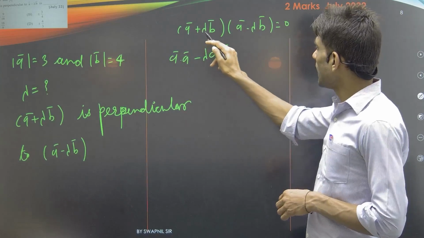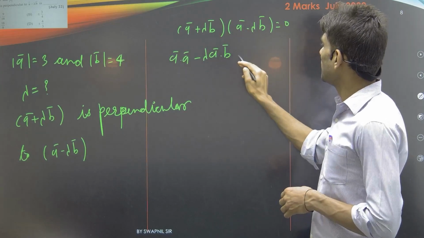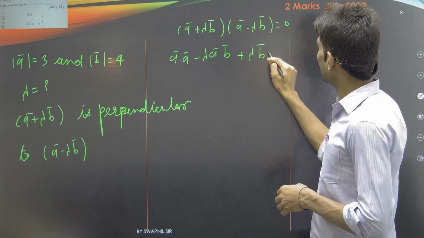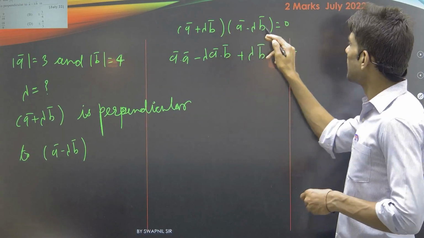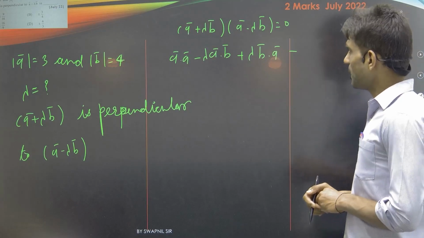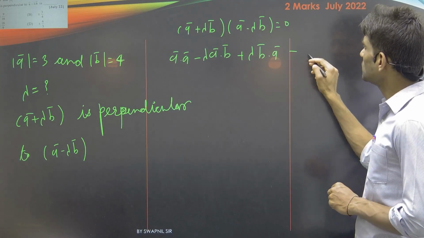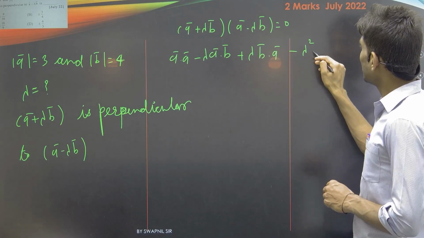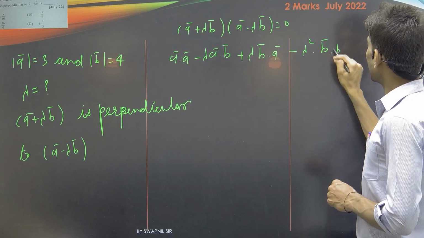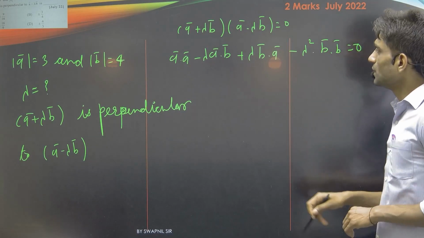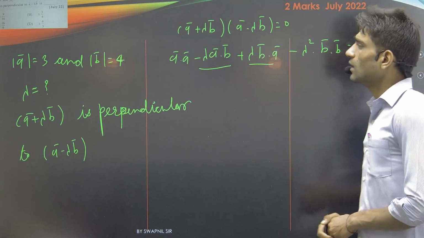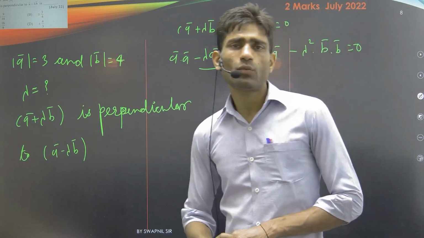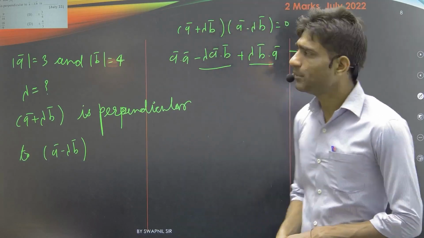Now let's go for lambda b bar dot a bar, plus lambda times b bar dot a bar, and minus lambda square times b bar dot b bar. So it gives minus lambda square into b bar dot b bar, which is equal to 0. Now see that the middle two terms are opposite of each other, so we can cancel them here.